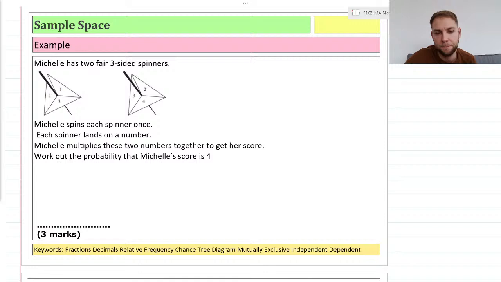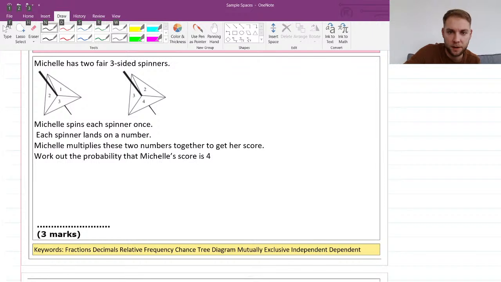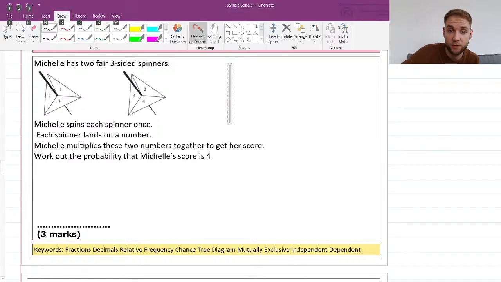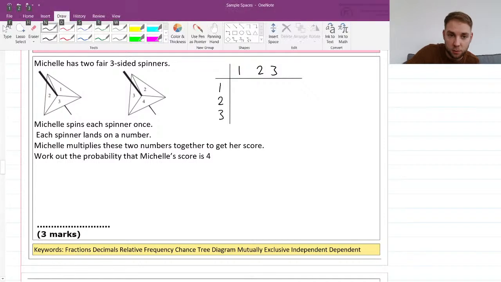Let's have a look at this one together then. So we've got one spinner which is 3 by 3. We've got another spinner which is 3 by 3 as well. So we're going to write down 1, 2 and 3. 1, 2 and 3. Now with this one, the difference is you've got to be really careful.